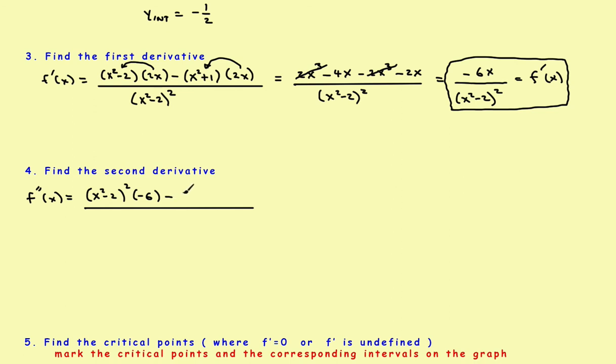then minus the numerator, which would be negative 6x, times the derivative of the denominator, but in this case, we'll extend this out just a little bit.